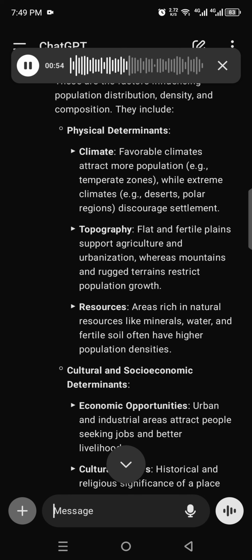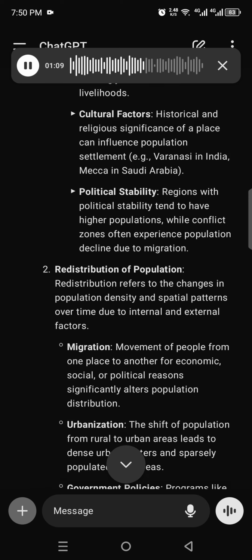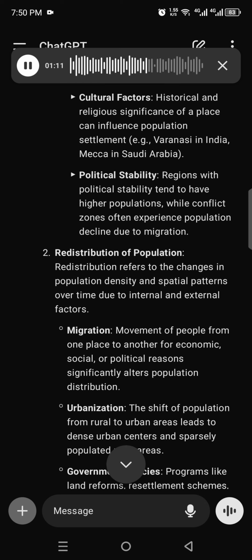Urban and industrial areas attract people seeking jobs and better livelihoods. Cultural factors. Historical and religious significance of a place can influence population settlement, e.g. Varanasi in India, Mecca in Saudi Arabia. Political stability. Regions with political stability tend to have higher populations, while conflict zones often experience population decline due to migration.